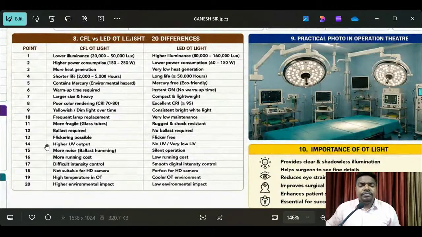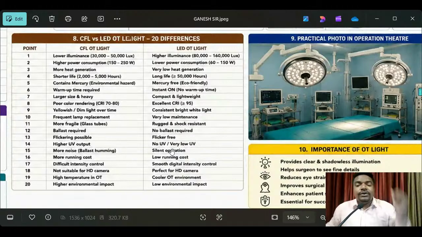Come on. Next, 13th point see here, completed. And 14th point see here, CFL high UV output, and LED no UV or very low UV. Okay, these are very, very important. UV means ultraviolet rays, that is very, very important. That's why you should not look directly at the OT light. Okay, when you switch on the light, don't look directly at it.